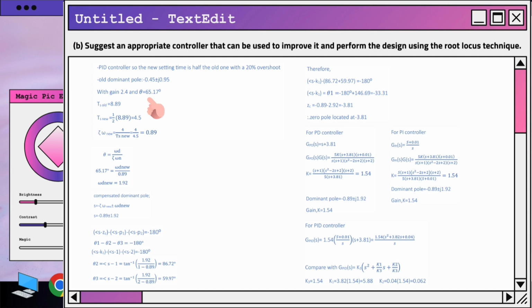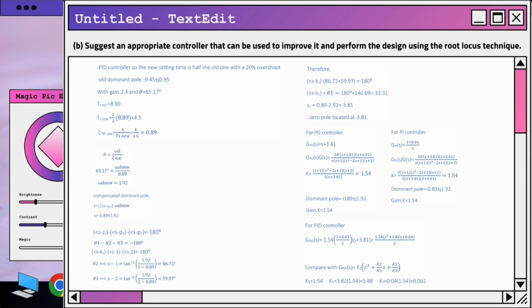is 65.17 degrees. This is the formula to find new settling time, new sigma, omega n and the new omega d. And this is the new value of all of them. Now the new compensated dominant pole is negative 0.89 plus minus j1.92. After that, we have to find the angle of each of the poles using this formula, so the angles are both 86.72 degrees and 59.97 degrees respectively.